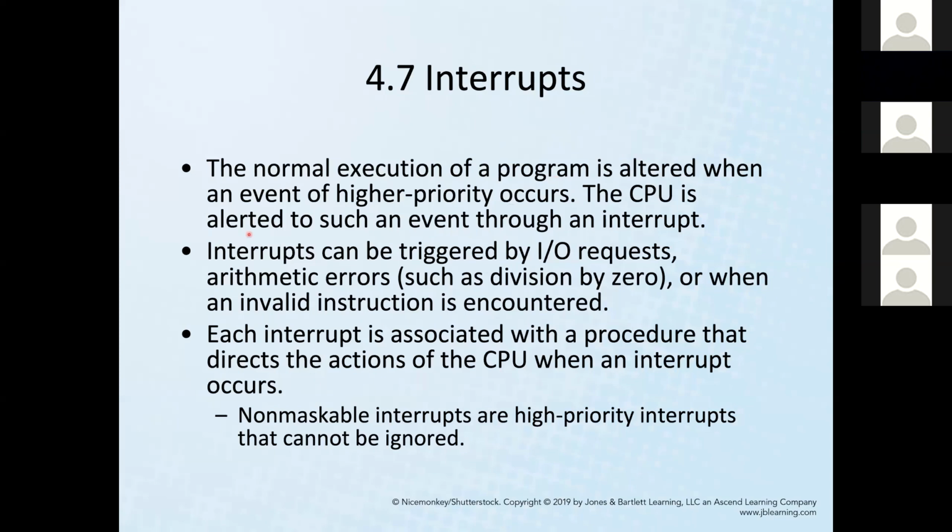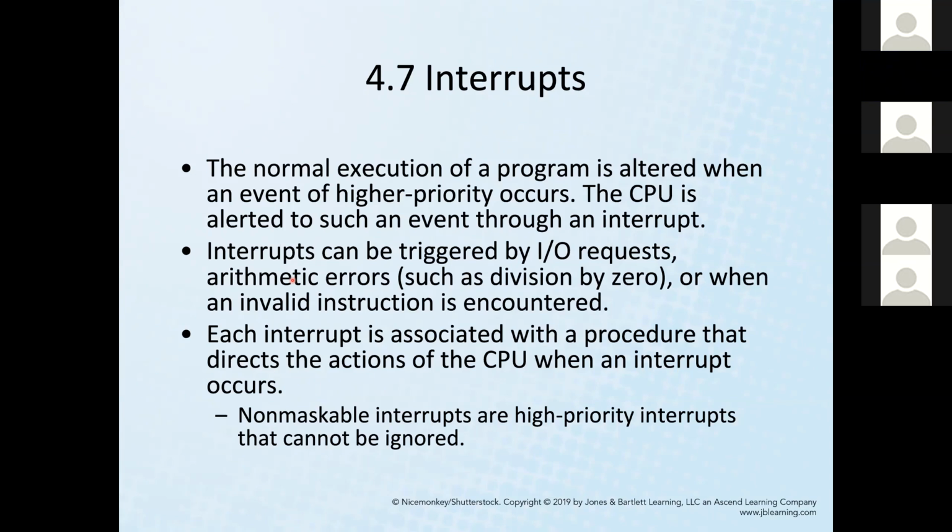The CPU is alerted to such an event through an interrupt. Okay, an interrupt tells the CPU that there is something you need to pay attention to. Something is urgent, and there are different types of interrupts. The first type is interrupts that can be triggered by an IO request, coming from the printer or any IO devices connected to the CPU. It can come from arithmetic errors, like when you divide a number by 0. There is no answer. So an interrupt occurs and tells the processor that something's wrong.